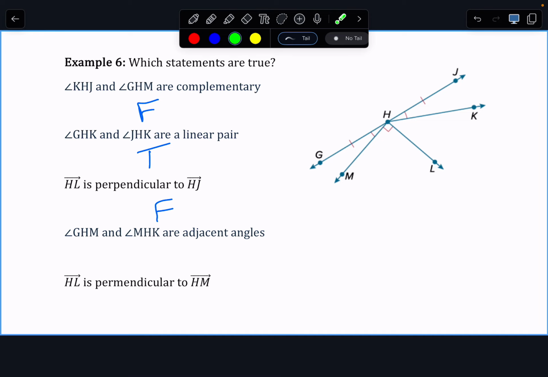Adjacent means next door. So GHM and MHK. Do they share a side? Yes. Okay, HL and HM, are those perpendicular? Yes. There we go. Perpendicular.